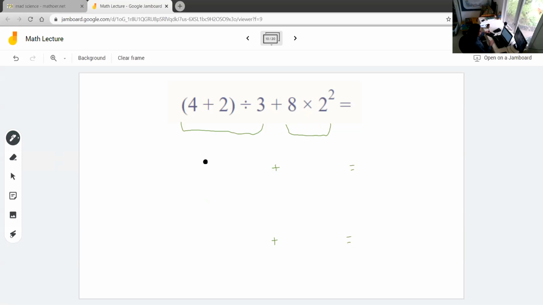So 4 times 2, or 4 plus 2, I'm sorry, is 6. 6 divided by 3 is 2. 2 times itself is 4. 8 times 4 is 32. And then 2 plus 32 is 34. Questions about that one?